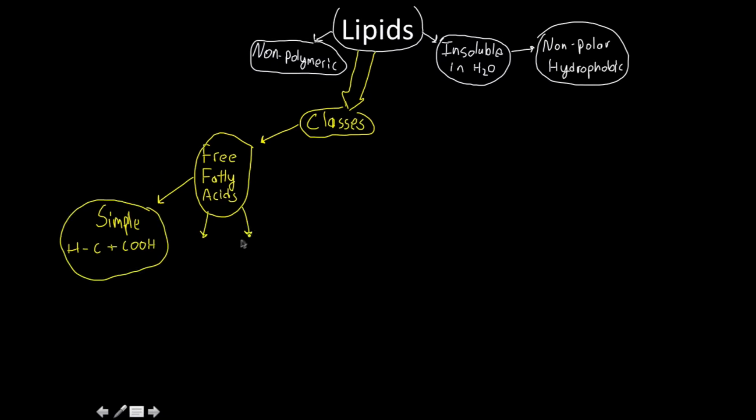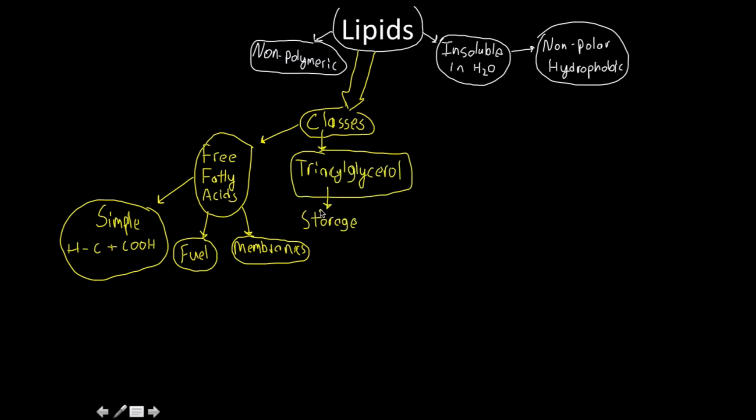The two things that we use these for is they're used as fuel for burning up energy, and they're also used in the structure of membranes. Next on our list are the triacylglycerols, which, as their name implies, tri meaning three, and then glycerol. This is predominantly used in the storage mechanisms.